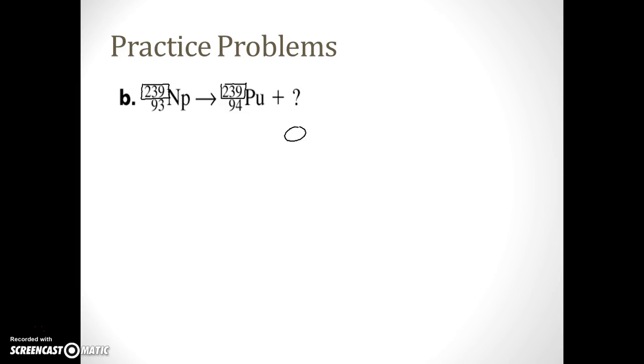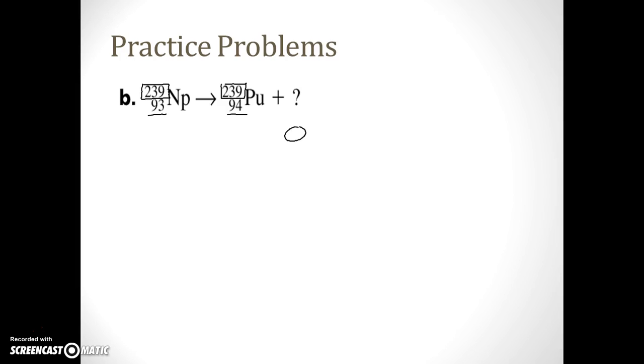Okay, 0 plus 239 gives you 239. So we know our mass for this particle is 0. Looking at the atomic number, we have 93 on the left, and we have a 94 on the right. So we have to have 94 plus something to give us 93. Now this is where it gets a little tricky in your head, so make sure you get it straight in your head, okay?